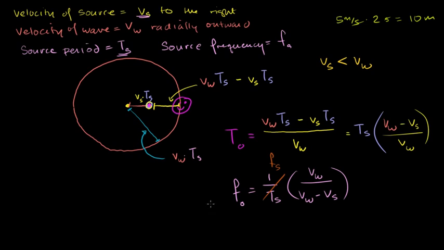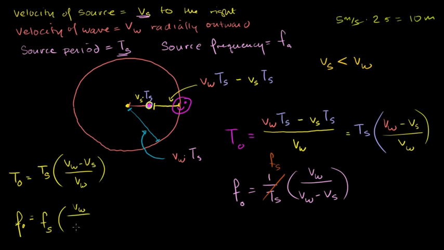So there you have it. We have our two relations, at least if you are in the path. If the velocity of the source is going in your direction, then we have our formulas. And I'll rewrite them. The observed period of the observer is going to be the period from the point of view of the source times the velocity of the wave minus the velocity of the source, divided by the velocity of the wave itself. The frequency from the point of view of this observer is just the inverse of that, which is the frequency from the point of view of the source times the velocity of the wave divided by the velocity of the wave minus the velocity of the source.